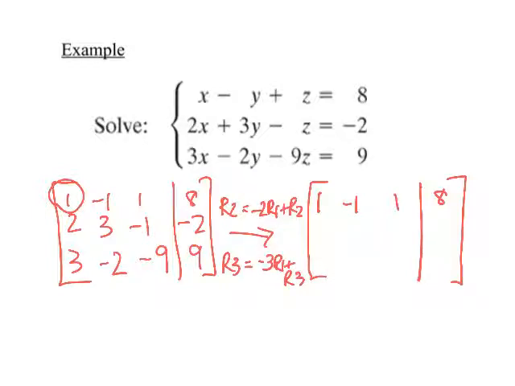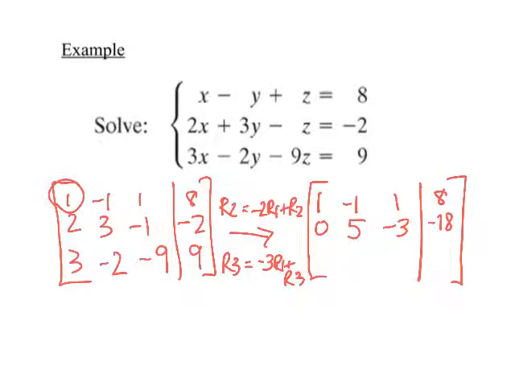So when I do -2 times row 1, you end up with a 0. That was your goal. -2 times -1 is 2, plus 3 is 5. -2 times 1 is -2, plus -1 is -3. And do the whole row. -16 plus -2 is -18.